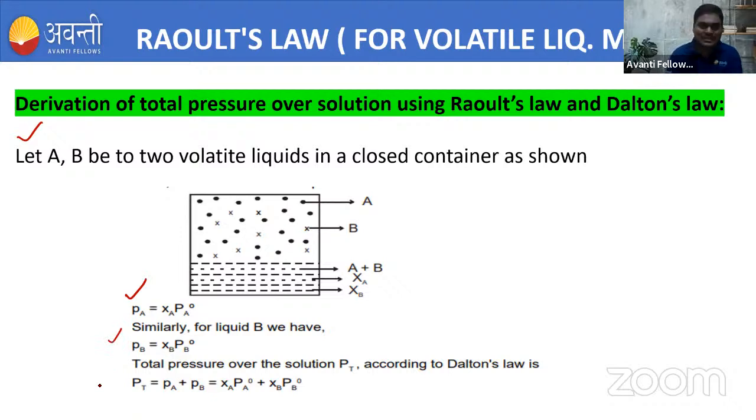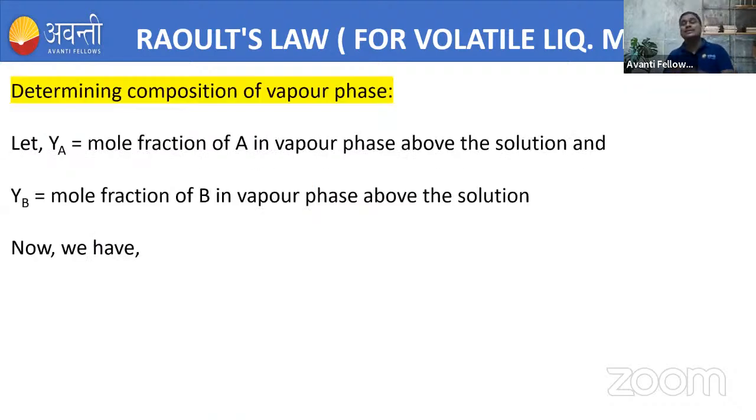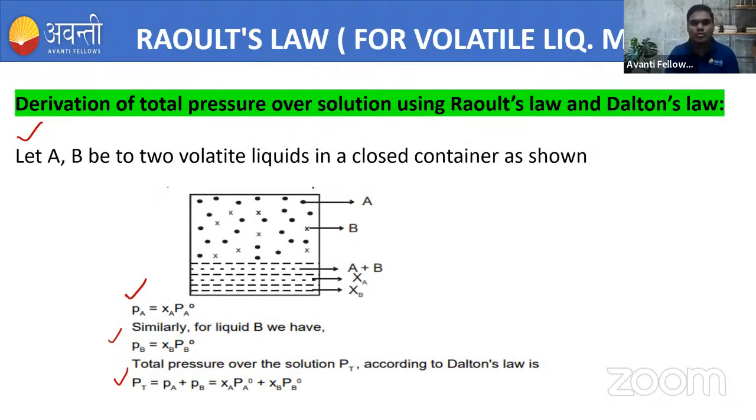So, according to Dalton's law, we know what the total pressure is. Total pressure is the sum of the individual partial pressures. So we can say that PT is equal to PA plus PB, and PA and PB in terms of P naught A XA plus P naught B XB. So this is the total pressure.